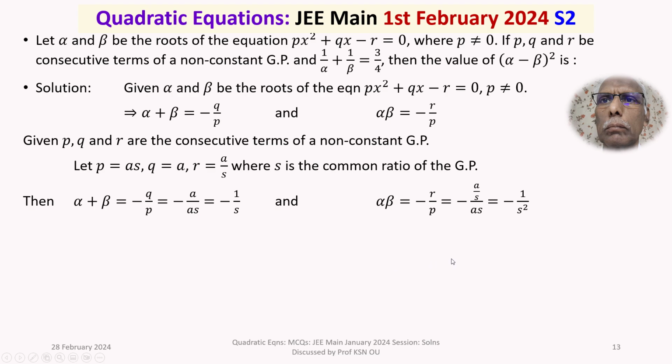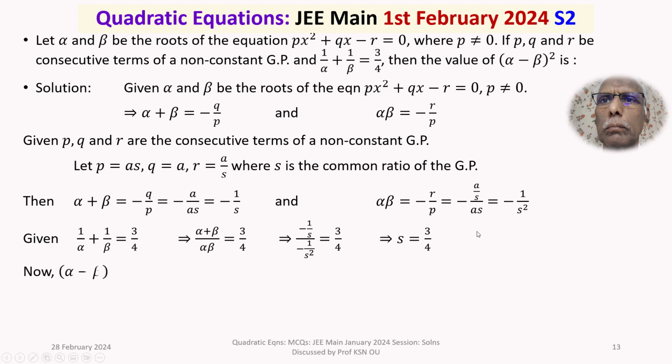Agreed. Now, we are also given the relationship between alpha and beta that we will utilize now. 1 by alpha plus 1 by beta is equal to 3 by 4. Take the LCM. Alpha plus beta by alpha beta is equal to 3 by 4. And look at the previous results. Alpha plus beta is minus 1 by s, divided by alpha beta, which is minus 1 by s square, is equal to 3 by 4. So, minus minus goes off and you will get s is equal to 3 by 4.